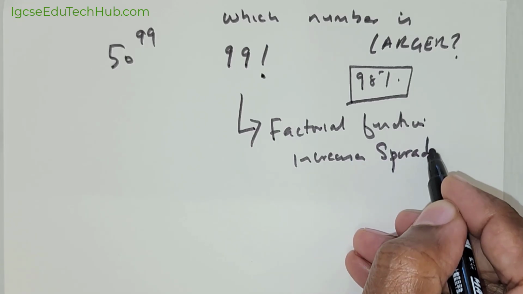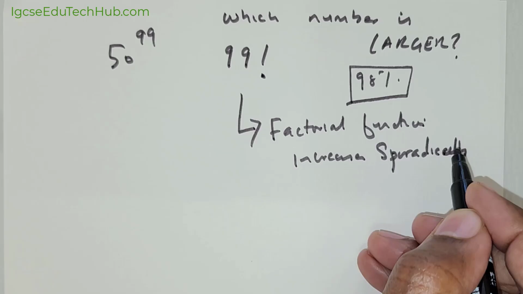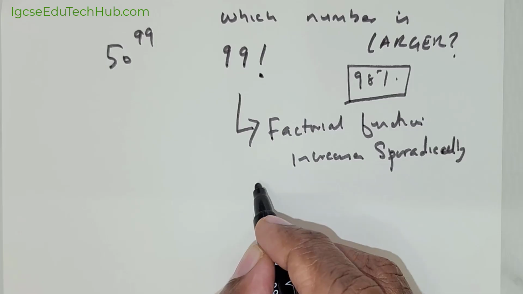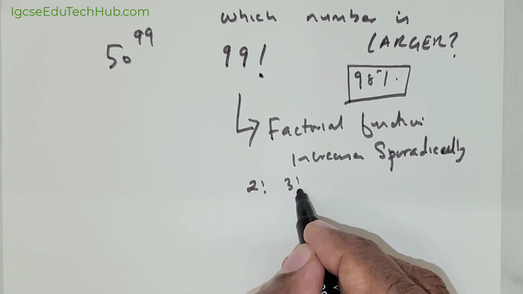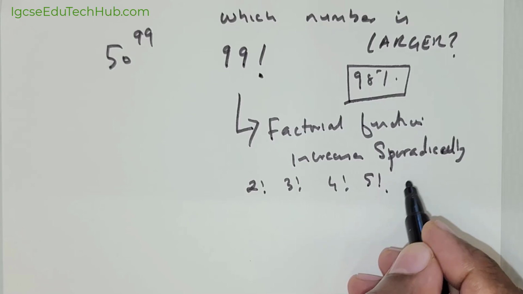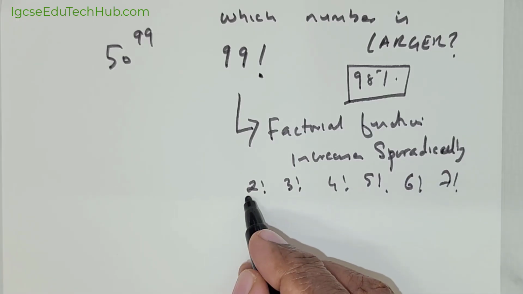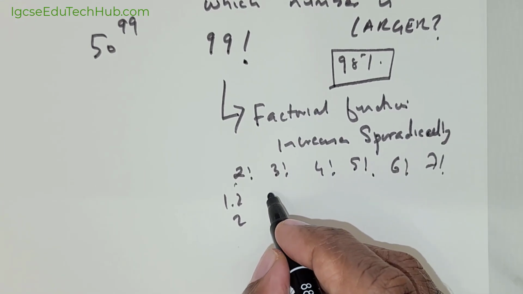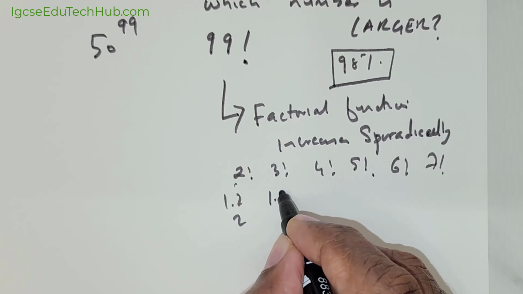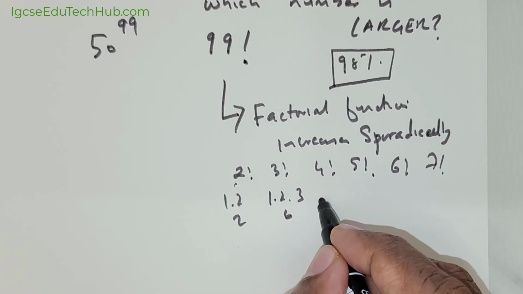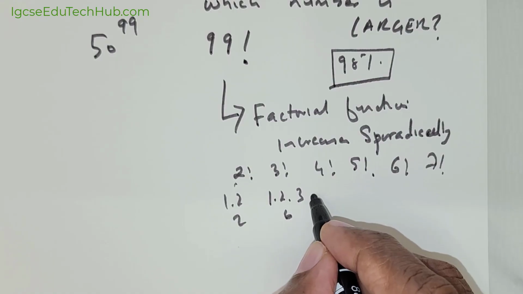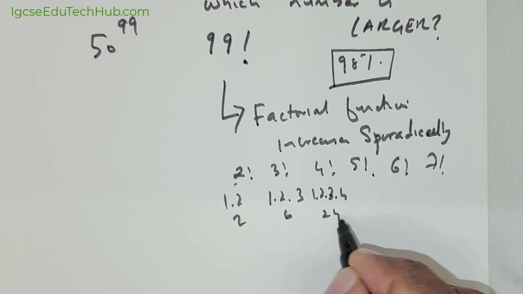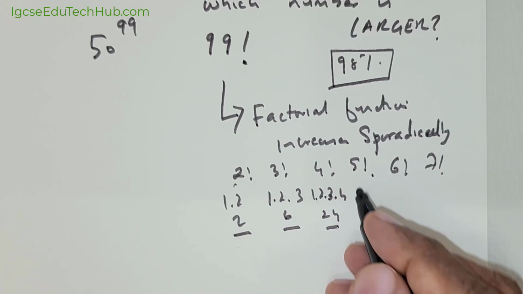sporadically. Example, say for illustration, let me take the following numbers: 2 factorial, 3 factorial, 4 factorial, 5 factorial, 6 factorial, 7 factorial. Now 2 factorial is 1 into 2, which is 2. Now 3 factorial, it's 1 into 2 into 3, it's going to be 6. 4 factorial is going to be 1 into 2 into 3 into 4. That's 24. The numbers are manageable.